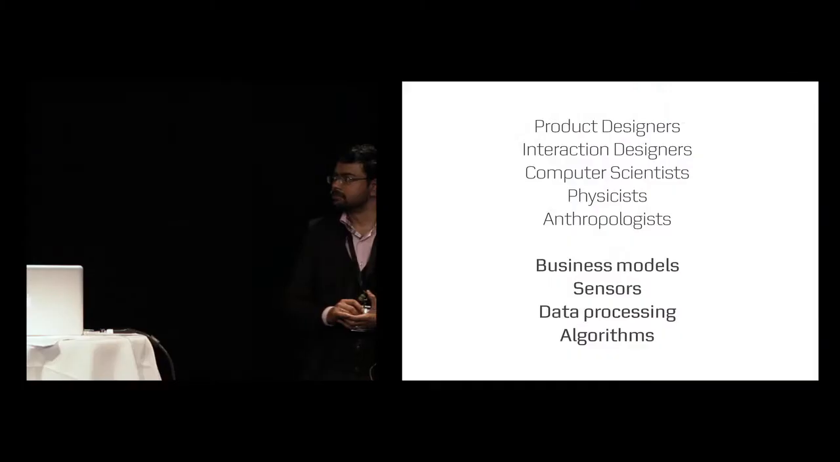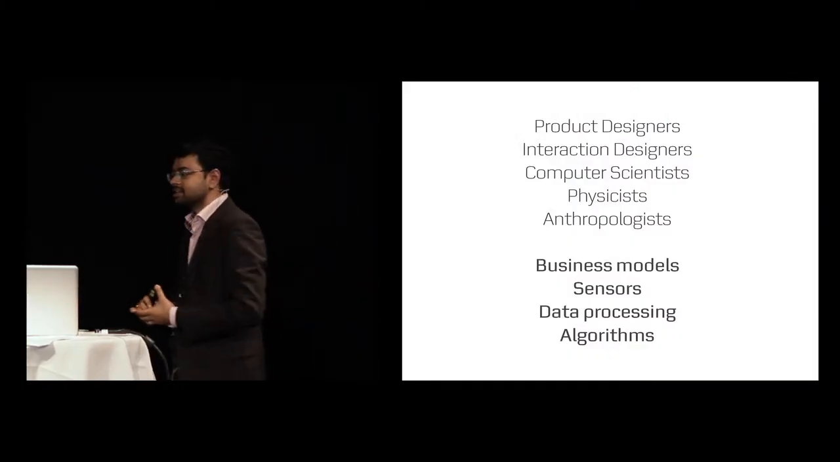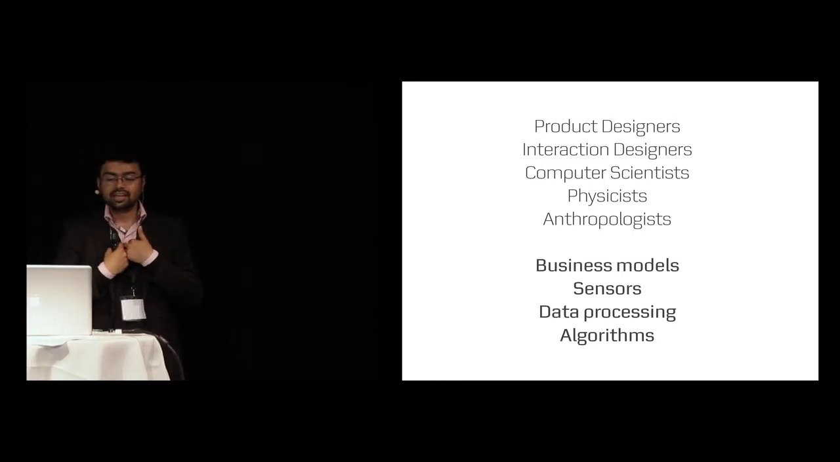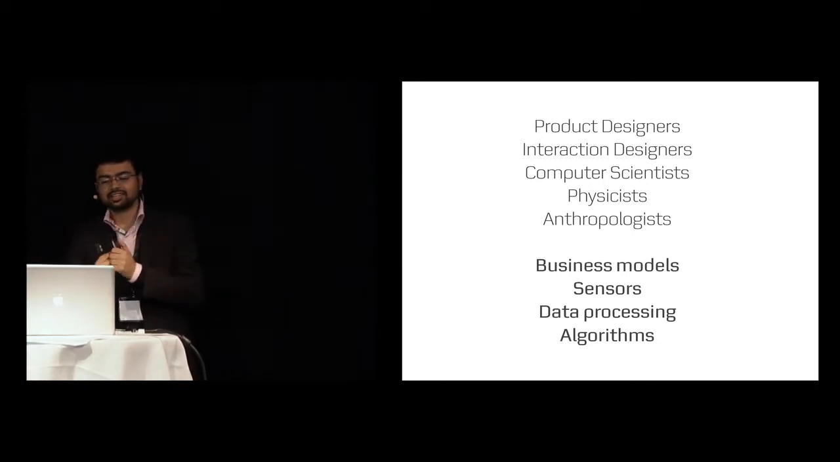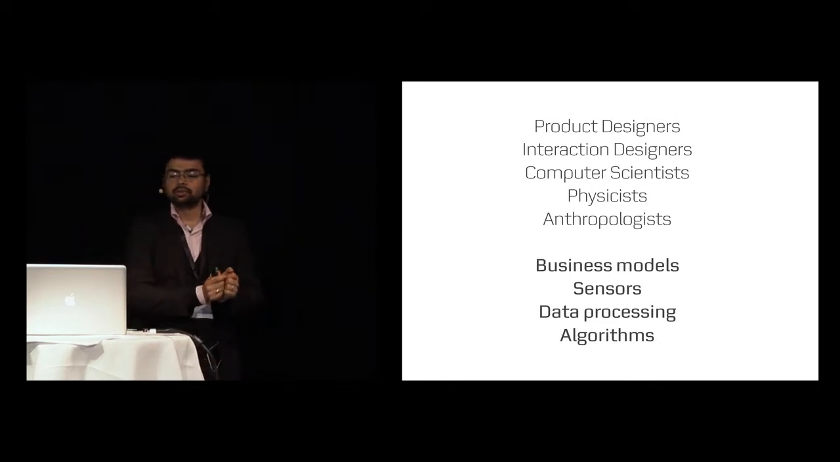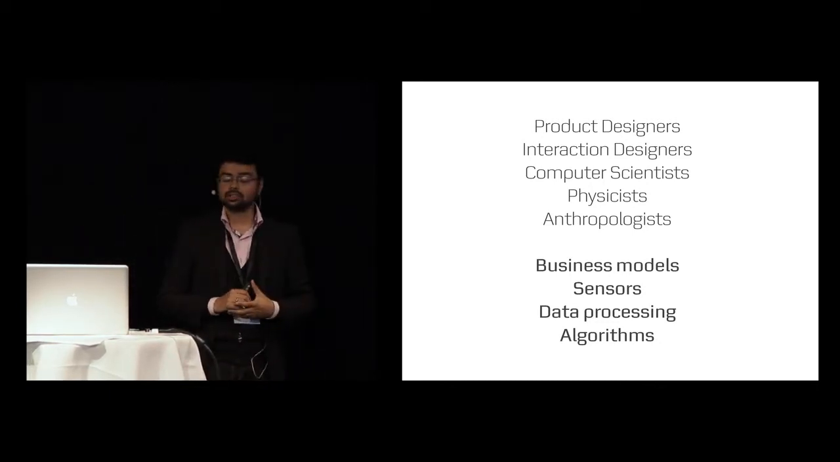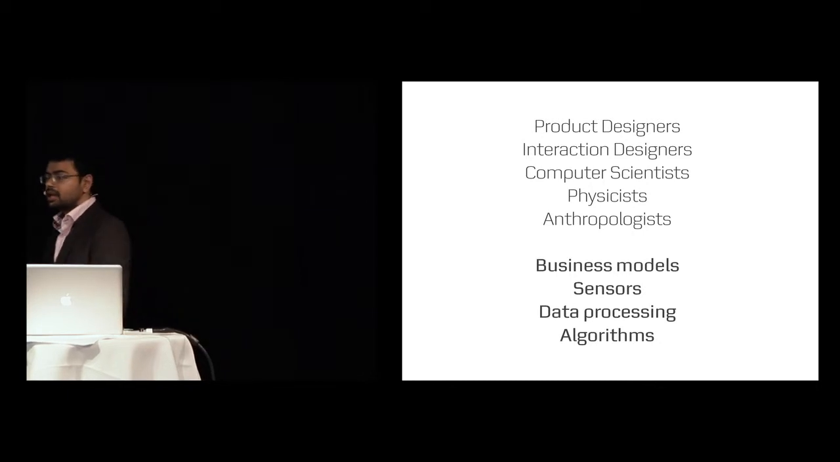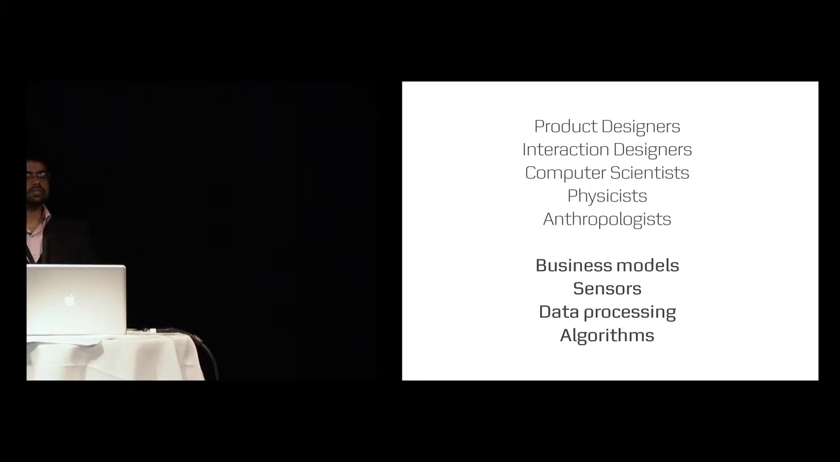My team consists of some unusually hybrid thinkers and doers. We have people who are classically trained like product designers like me, who became interaction designers, and then we have people who are computer scientists, physicists, anthropologists, all kinds of interesting people. And the things that we do is mostly work around business models. We work with a lot of sensors. We work with data processing and algorithms. It's a far call for traditional design thinking and design skills to touch this, but I think this is the new frontier where design skills have a much bigger role to play.